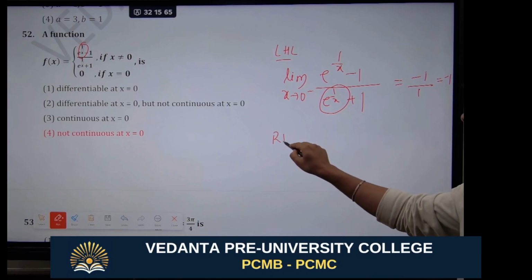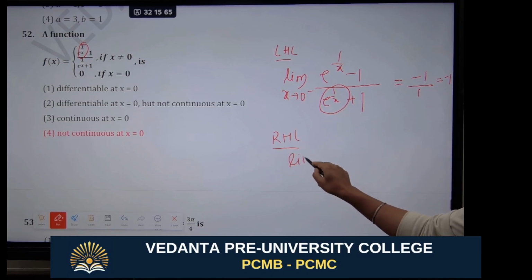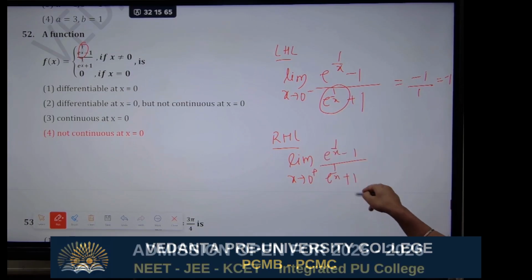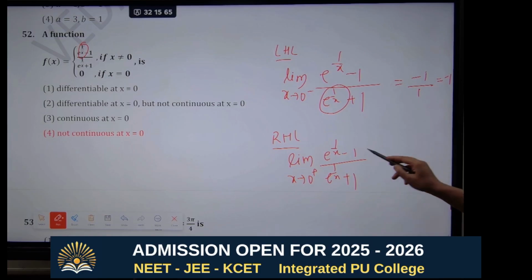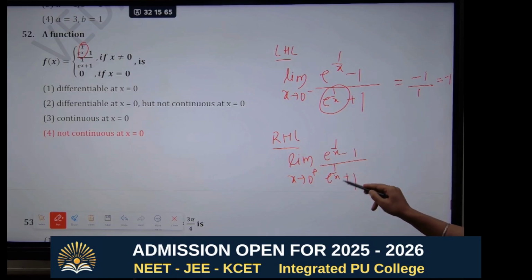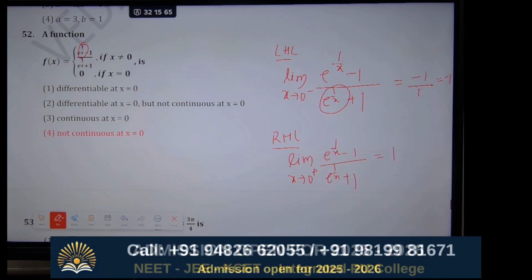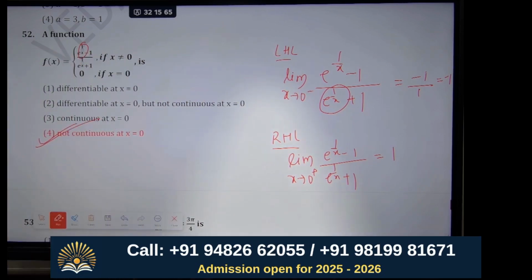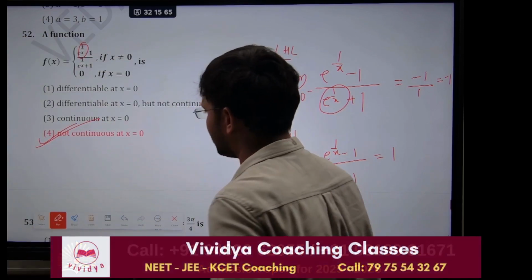Find RHL. Limit x tends to 0 plus, e to the power 1 by x minus 1, over e to the power 1 by x plus 1. Put 0. This will be infinity. This will also be infinity. Form is infinity by infinity. Take e to the power 1 by x common. And if you solve this, this will come 1. So now you can see LHL is not equal to RHL. So function is not continuous. So option number 4. If it is not continuous, no need to check the differentiability.